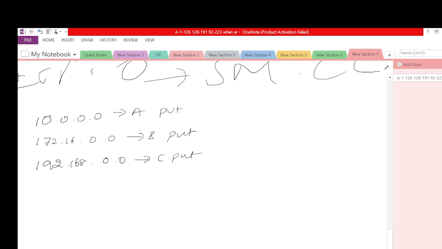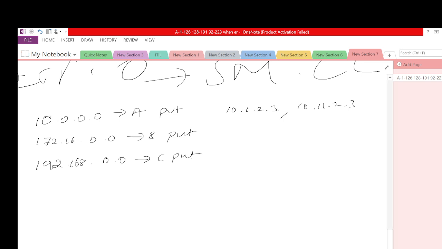In class A, if you want to write, start with maybe 10.1.2.3 or 10.11.2.3, any number you write, but the first number should start with 10, and the remaining numbers should vary between 1 to 254. So this is the valid one.